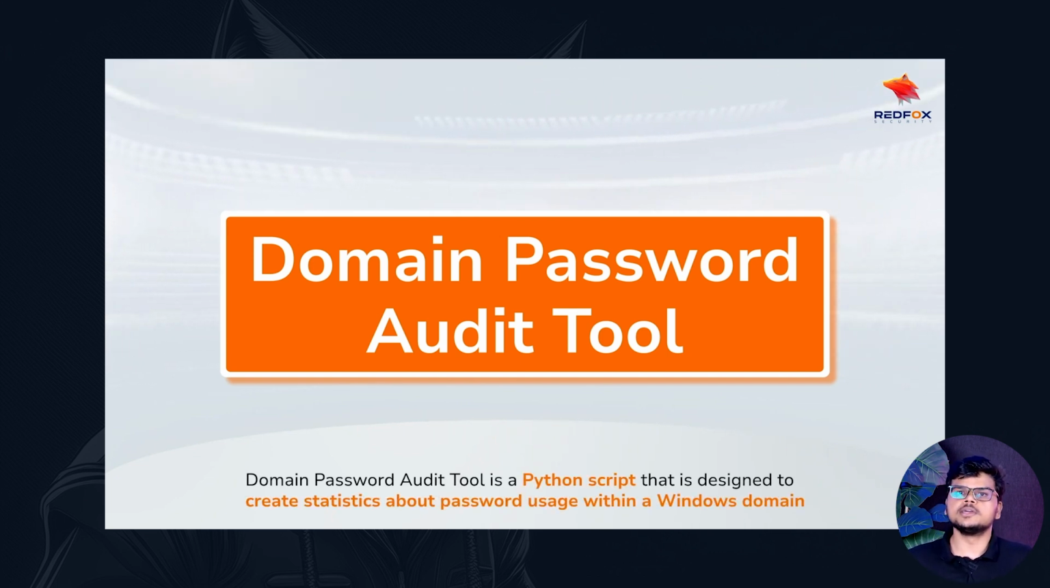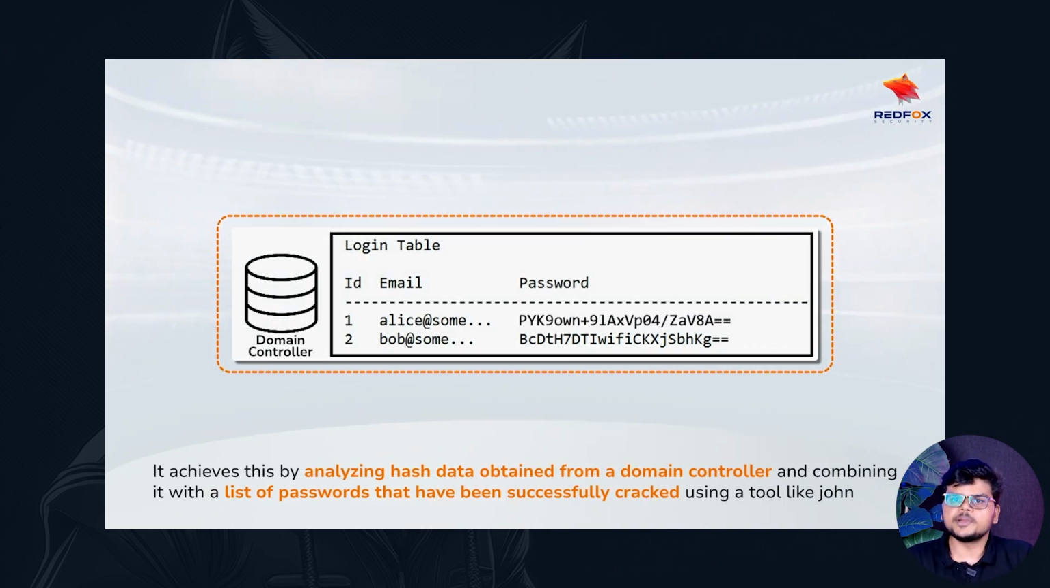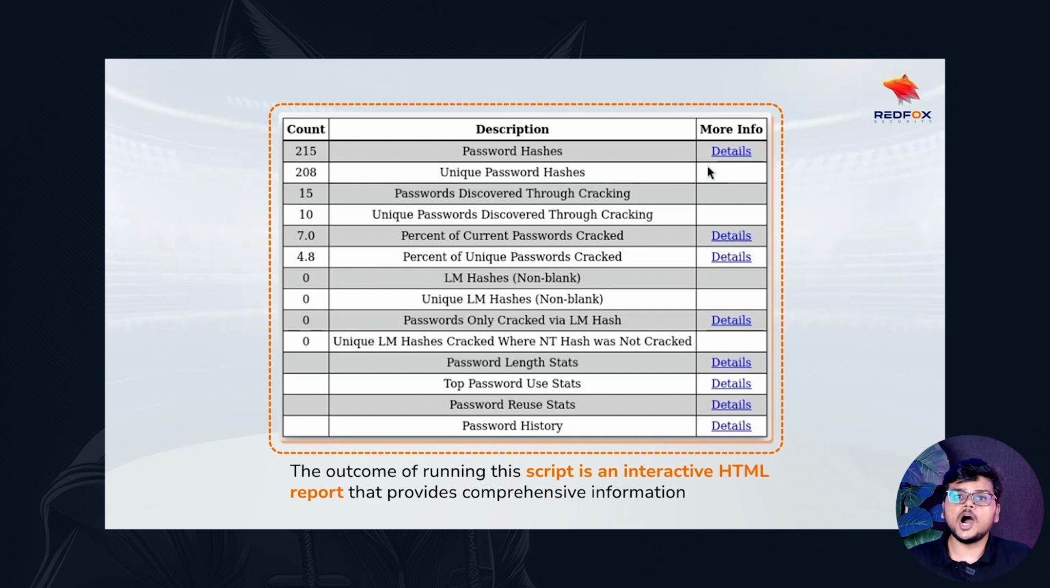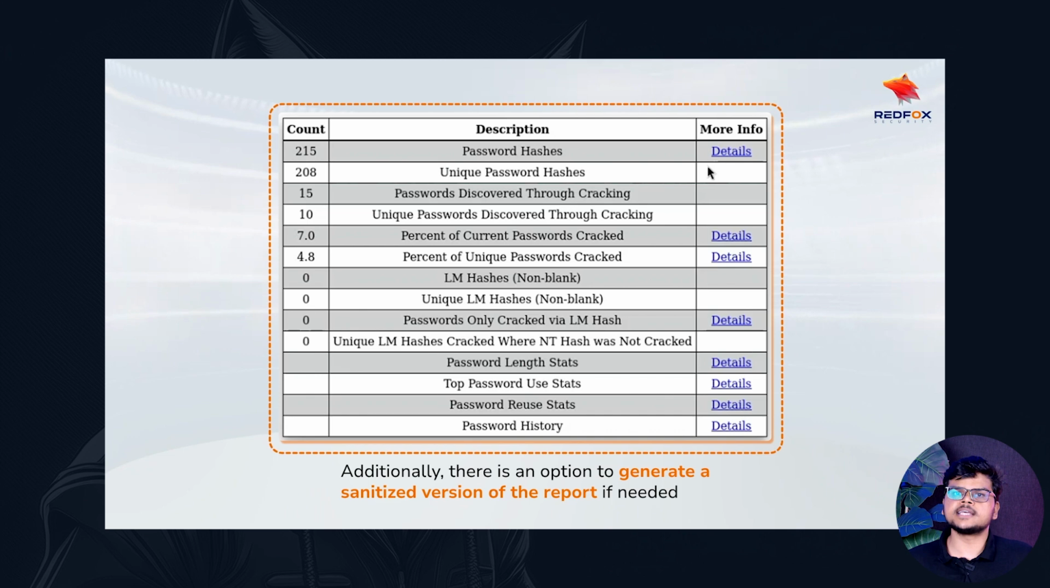Domain Password Audit Tool is a Python script that is designed to create statistics about password use within a Windows domain. It achieves this by analyzing hash data obtained from a domain controller and combining it with a list of passwords that have been successfully cracked using a tool like John. The outcome of running this script is an interactive HTML report that provides comprehensive information, enabling you to gain insights into password practices within an environment and detect potential problems. Additionally, there is an option to generate a sanitized version of the report if needed.